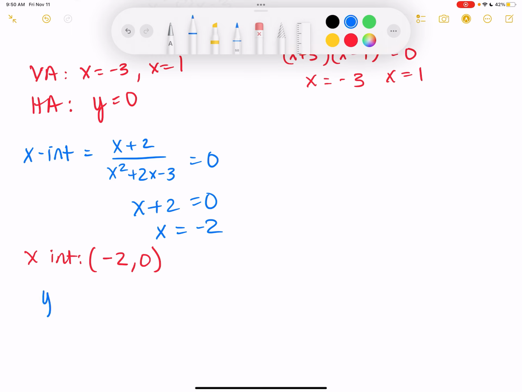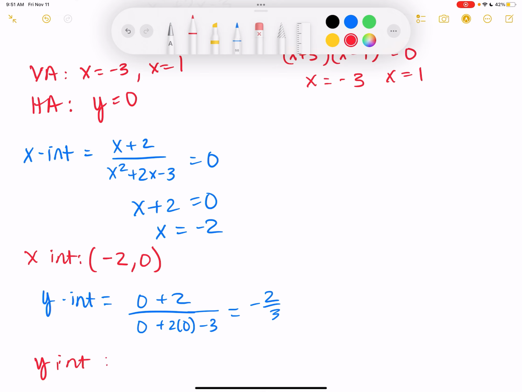Then the y-intercept, I set x equal to 0 and solve. So anywhere there's an x, I put a 0. So 0 plus 2 over 0 plus 2 times 0 minus 3. Now, obviously, you do not have to write in all the zeros. I'm doing it just so if you look back, you would understand what happened. So what am I left with? 2 over negative 3, so negative 2/3. So my y-intercept is the point 0, negative 2 over 3.